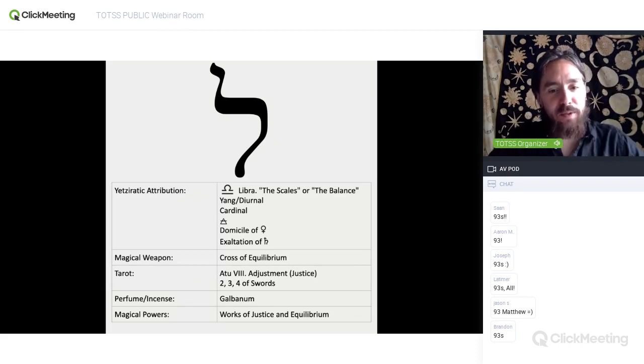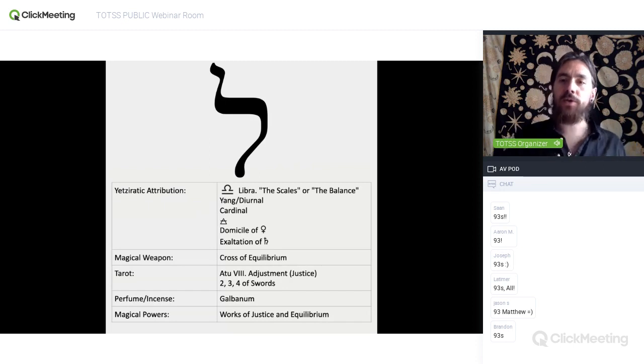All right, so for tarot here, we've got the 8th Atu. Now remember that the Atus are out of order here because of the exchange that happened between the 8th and 11th Atus, which we've talked about before. So now we're going back to Atu 8, just like last week we went forward to Atu 11 associated with Teth. All right, so this is Atu 8. Crowley calls it Adjustment, though it's more classically known as Justice. And it also corresponds with the 2, 3, and 4 of swords, right? So the 3 decans of Libra.